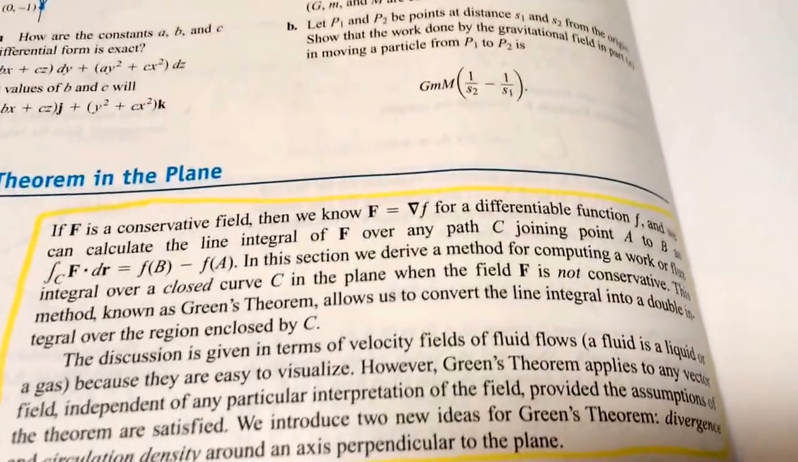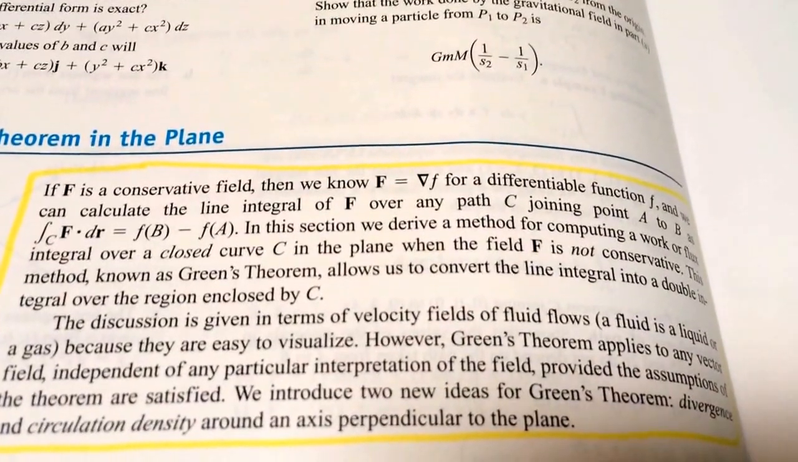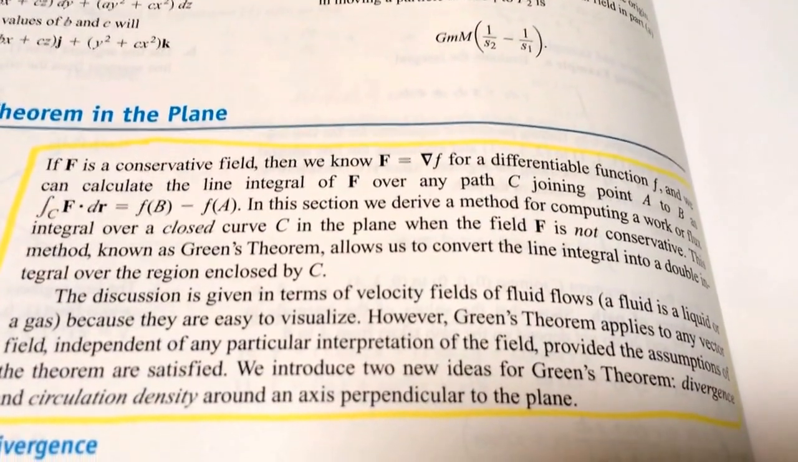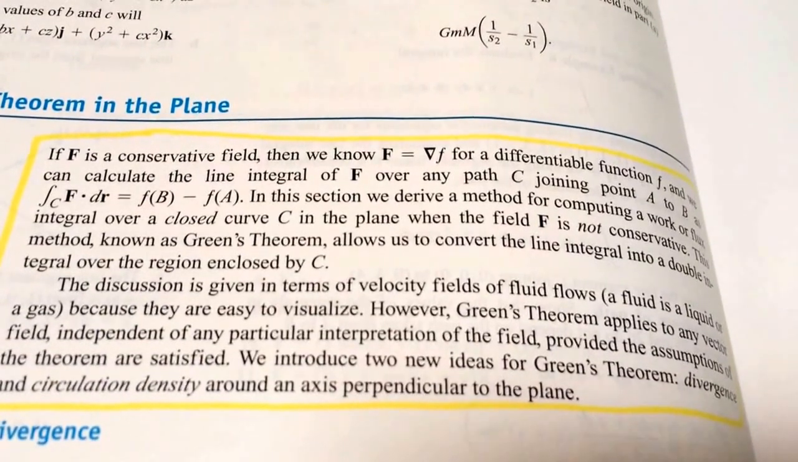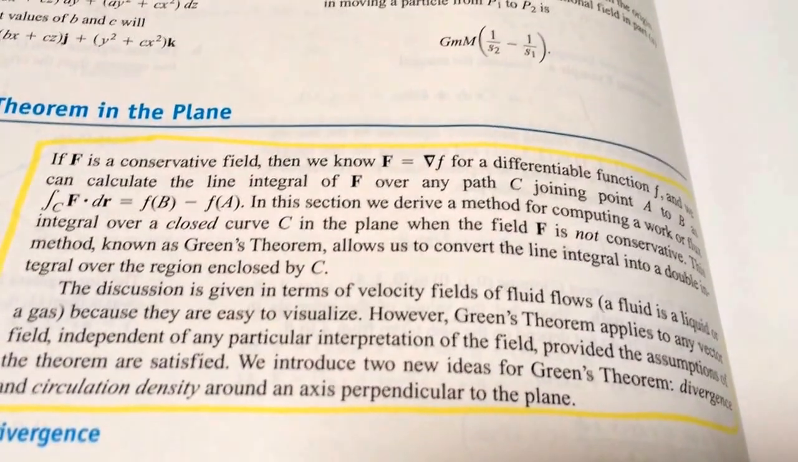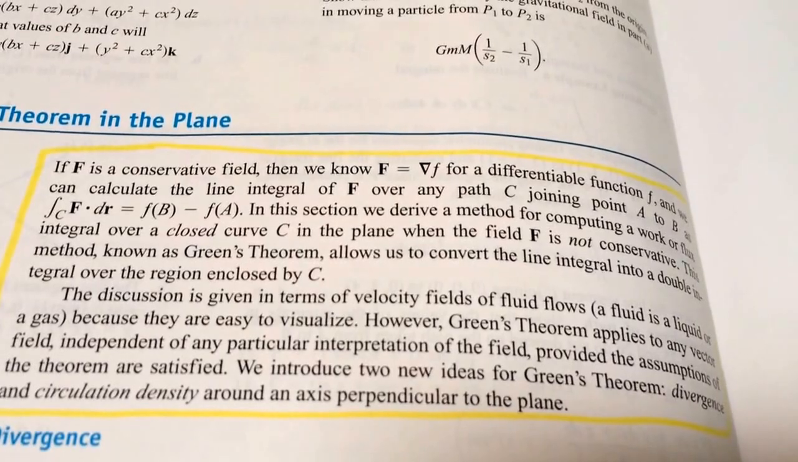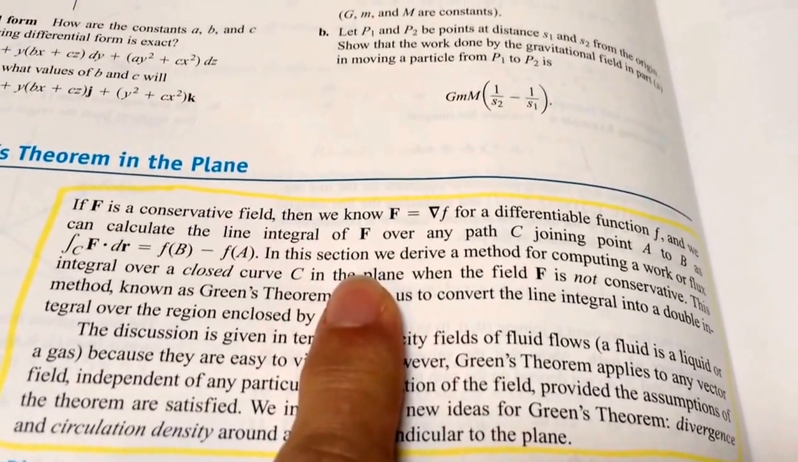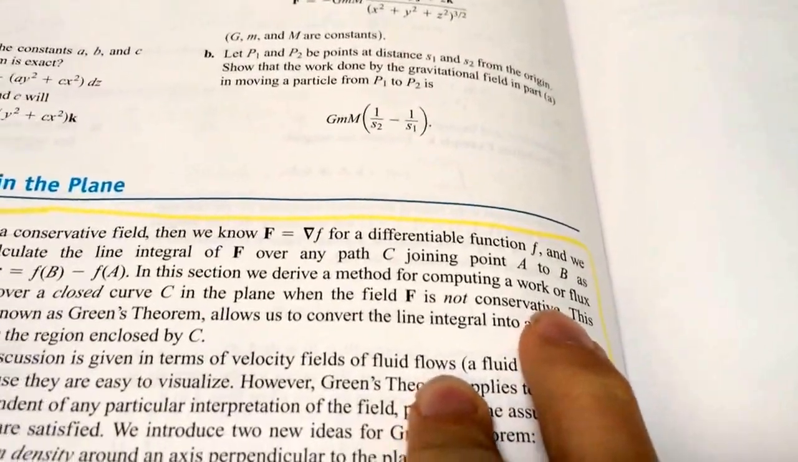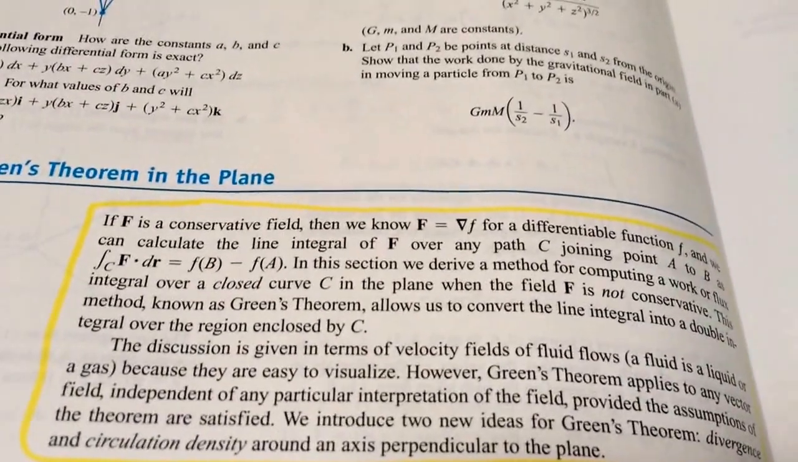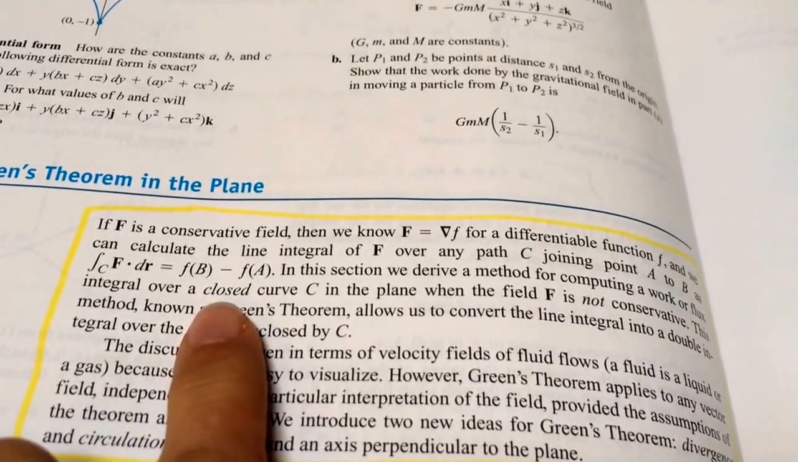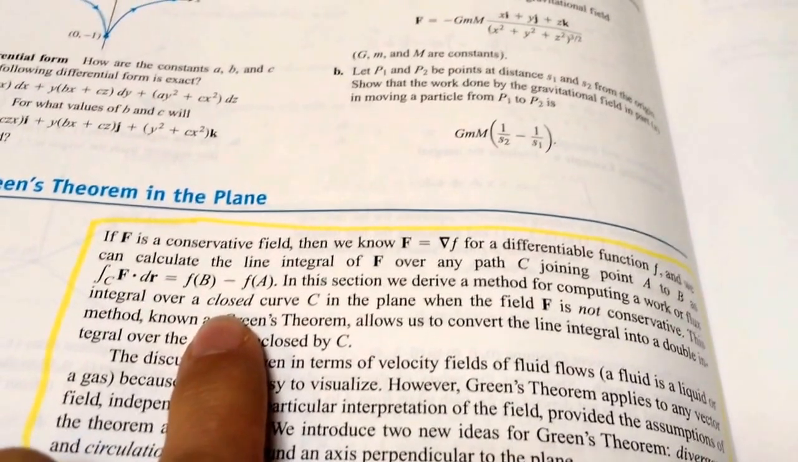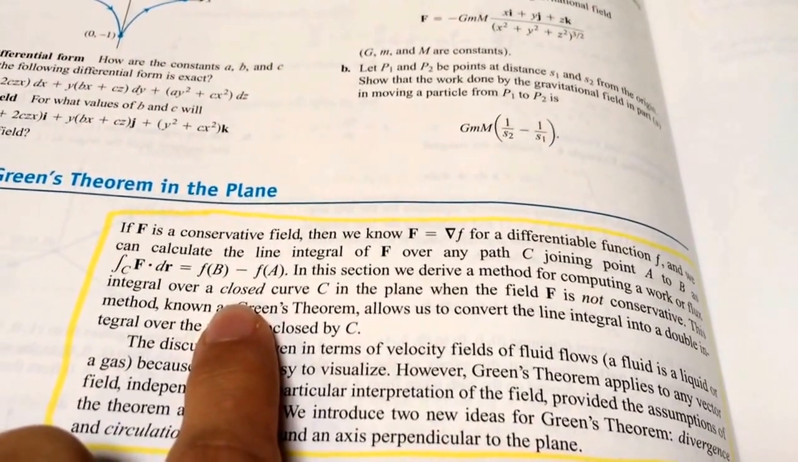So here, this is page 858. It talks about what we were talking about before with conservative vector fields, the potential function f, the fact that it's path independent. But here it says in this section, they're talking about work or flux over a closed curve. So this is what's different now. The curves have to be closed. Closed curves will be where they start and stop at the same place.